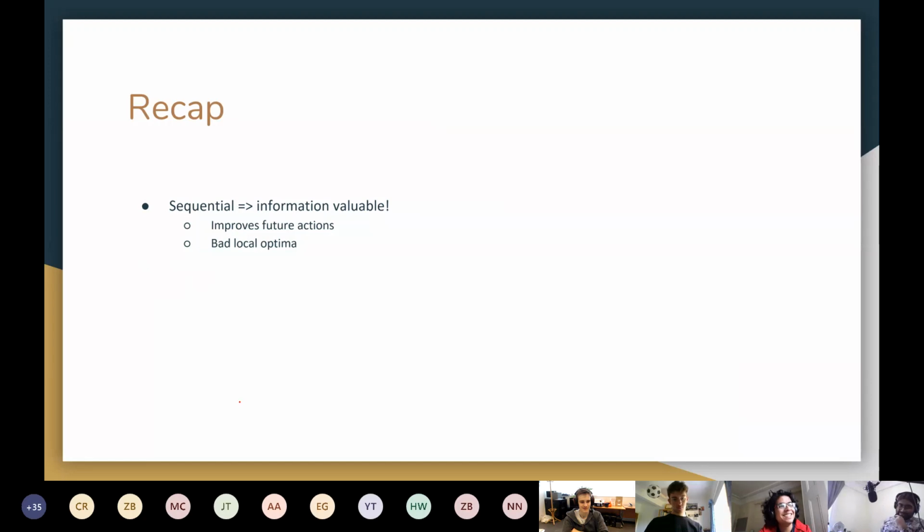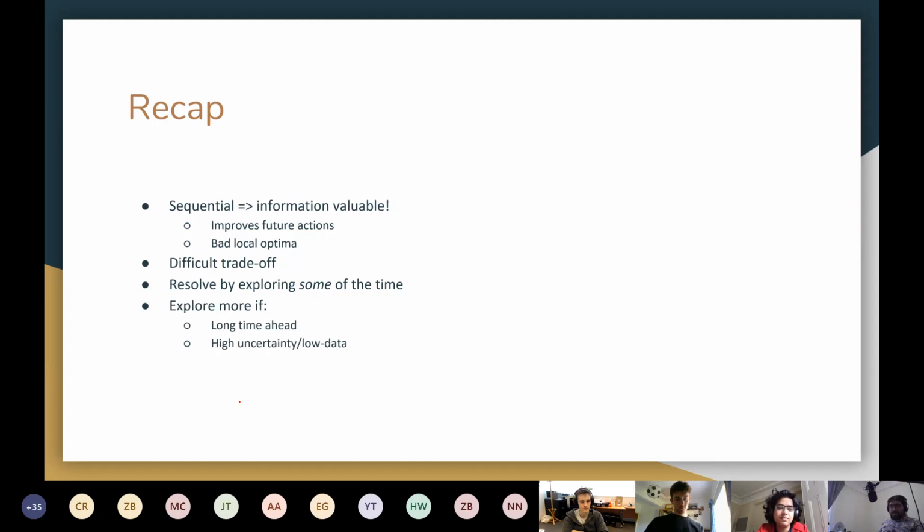So to recap the important points in that chapter, RL is about a sequential decision-making process, which means that information is valuable because you can take better future actions and you can break out of bad local optima. This is a difficult trade-off, and the main way to resolve it is by exploring some of the time, because you don't really know whether exploration is useful or not. So you need some balance. You want to explore more if you've got a long time ahead, and if you have a high uncertainty, or you don't have much data. And this is really relevant to thinking about life, because most people systematically fail to explore enough.